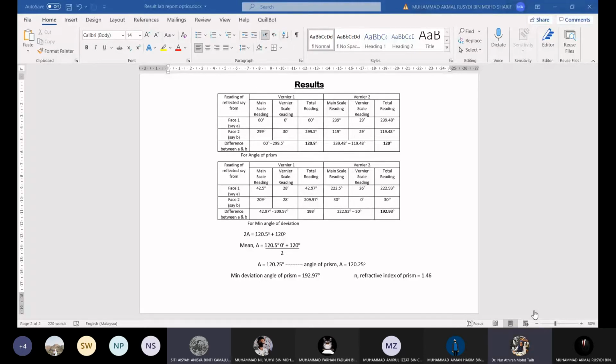Tak sama je ke? Lain jadual. Maksudnya you guys punya mean ada 2 ke? Mean dia ada 2. Maksudnya main scale dengan vernier scale memang dah gabung. Jadi tu ialah vernier 1. Vernier 1 punya mean apa, lepas tu vernier 2 punya mean apa, macam tu. Group ni satu guna vernier 1 saja ke group 2?